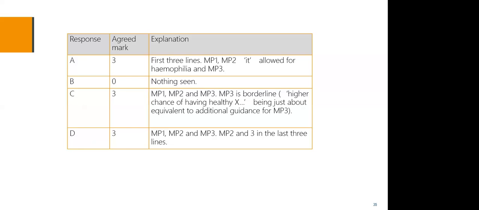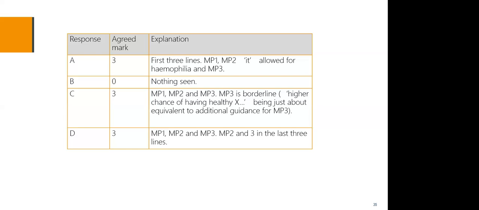So the first one was given 3 marks. Candidates often use terms such as it and they, which can be accepted as long as it's in the context of the question. So it was accepted as referring to haemophilia for mark point 1 in response A. So that got the 3 marks. B didn't get anything, there was nothing seen there.